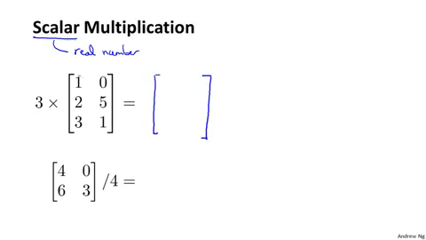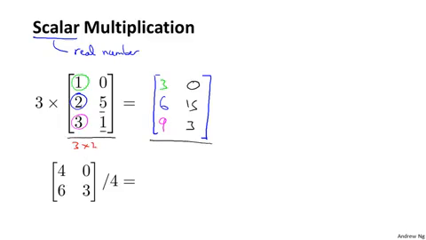So 1 times 3 is 3. 2 times 3 is 6. 3 times 3 is 9. And let's see, I'm going to stop changing colors again. 0 times 3 is 0. 3 times 5 is 15. And 3 times 1 is 3. And so this matrix is the result of multiplying that matrix on the left by 3. And you notice, again, this is a 3 by 2 matrix, and the result is a matrix of the same dimension. Both of these are 3 by 2 dimensional matrices.